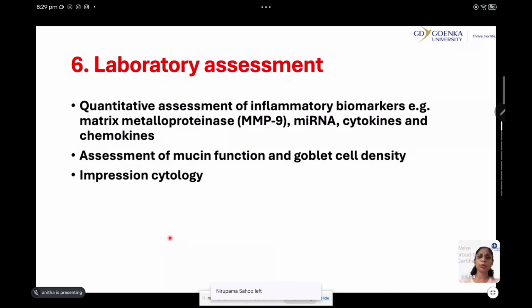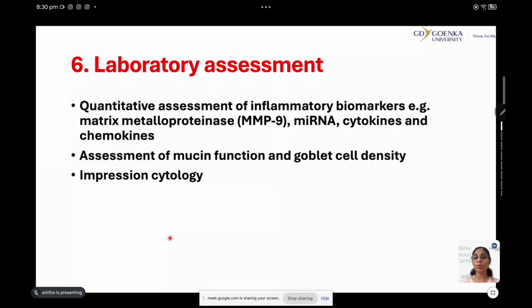Laboratory assessments are to find the inflammatory biomarkers like matrix metalloproteinase MMP-9, mRNA, cytokines, and chemokines, which are in increased concentration in the tear film when there is ocular surface inflammation. That is a late biomarker, I would say, not in the initial stages.